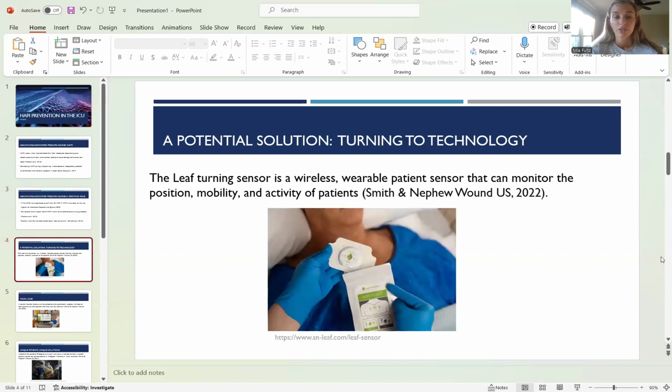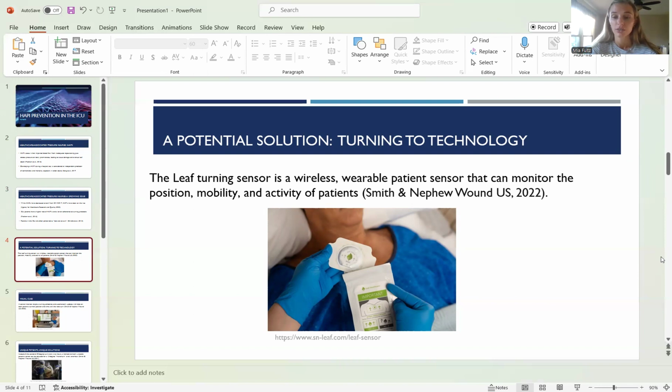So, what is a potential solution? A lot of facilities are now turning to technology. The Leaf turning sensor is a wireless wearable patient sensor. It's kind of like a telemetry electrode and it sits above your suprasternal notch. It can monitor the position, mobility, and activity of your patient. It's a single-use little sensor, and it lasts for about 21 days.